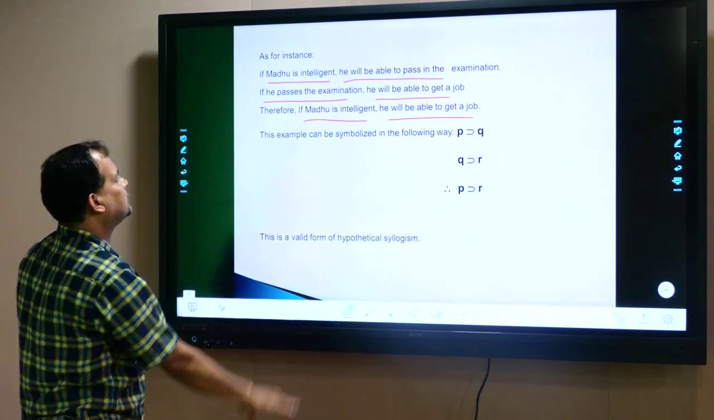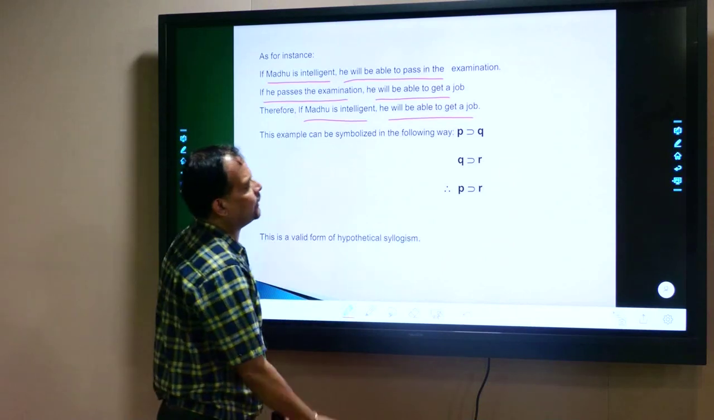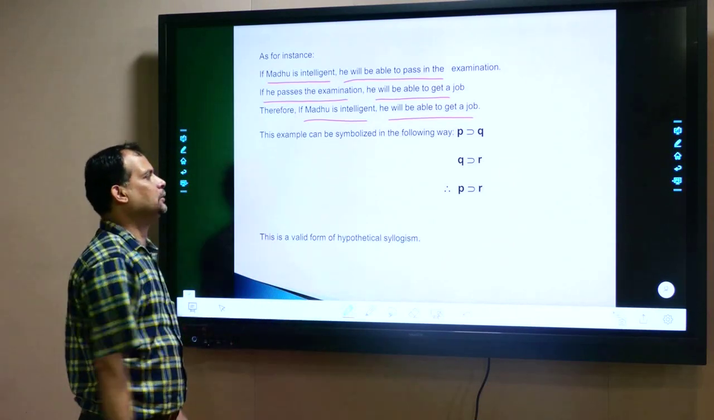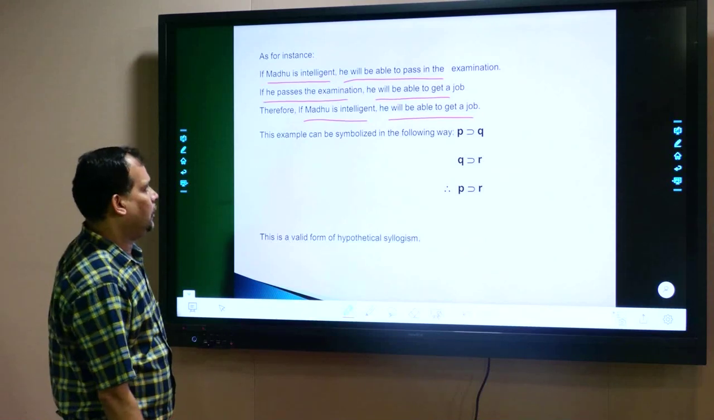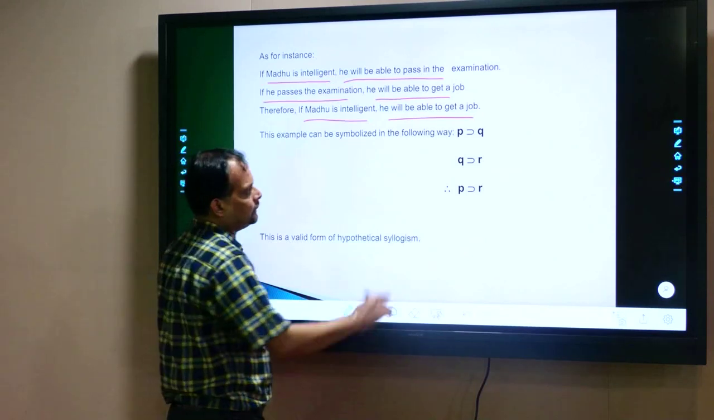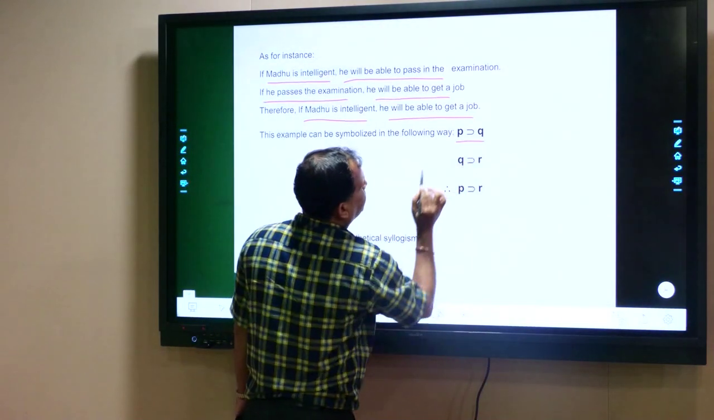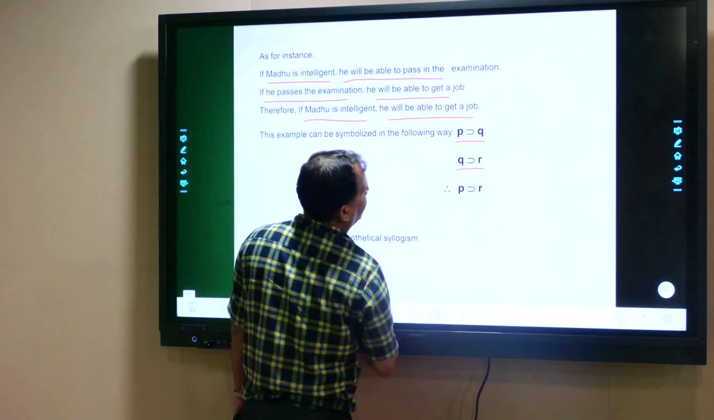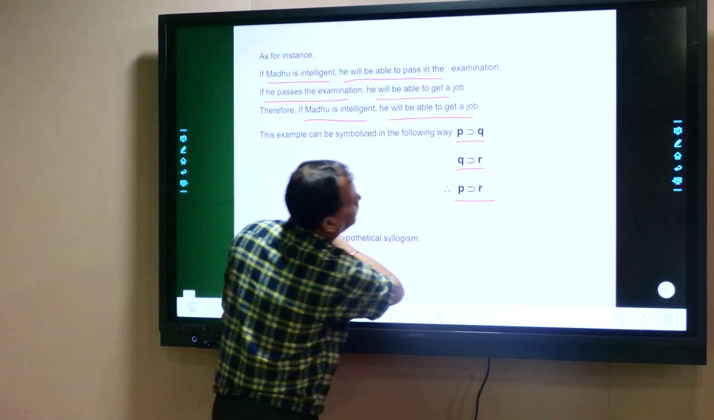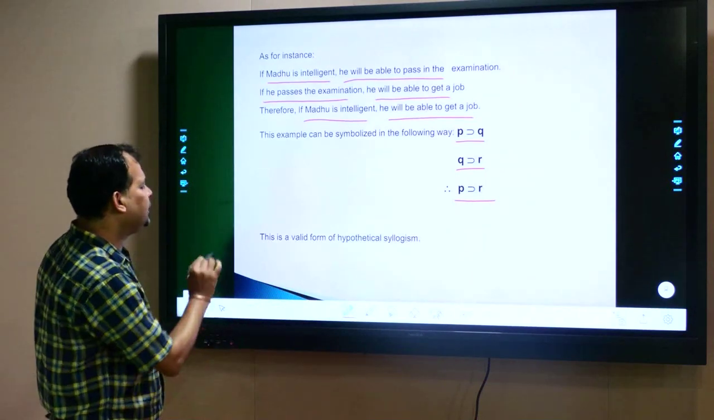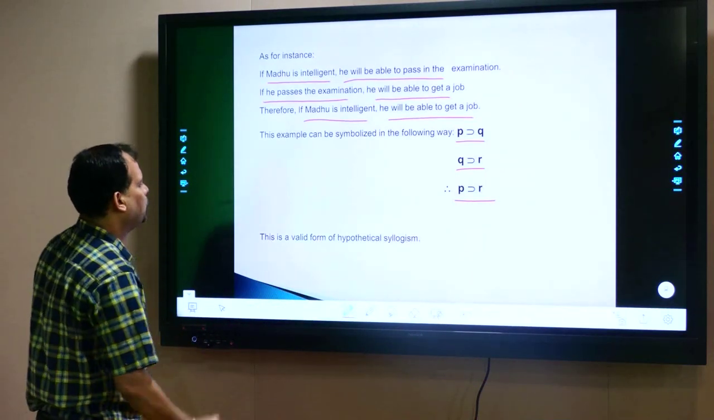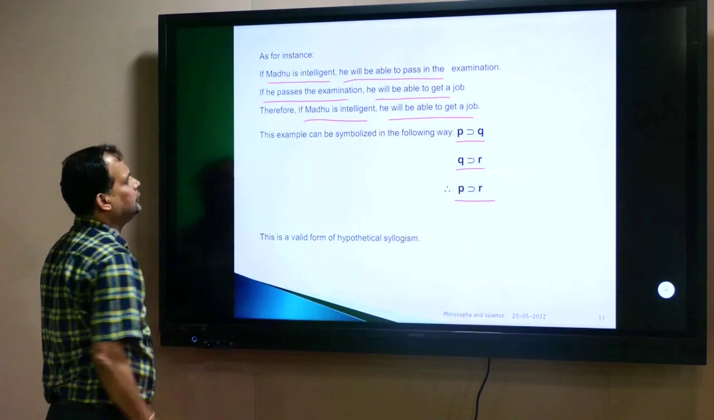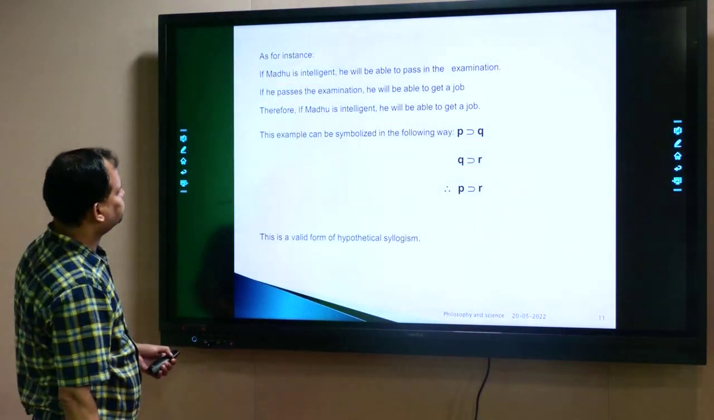So this real example we can symbolize, dear learners. How can we symbolize this real example of hypothetical syllogism? P implies Q, Q implies R, therefore P implies R. So this is a valid form of hypothetical syllogism, dear learners.